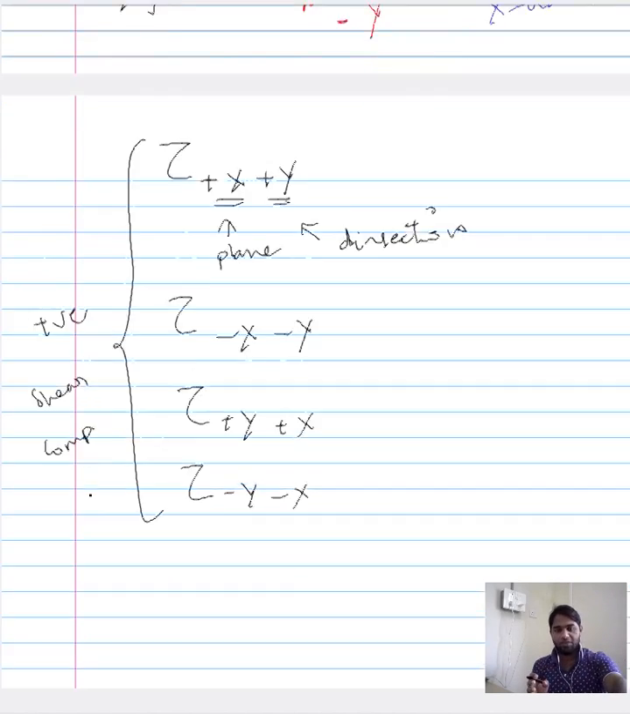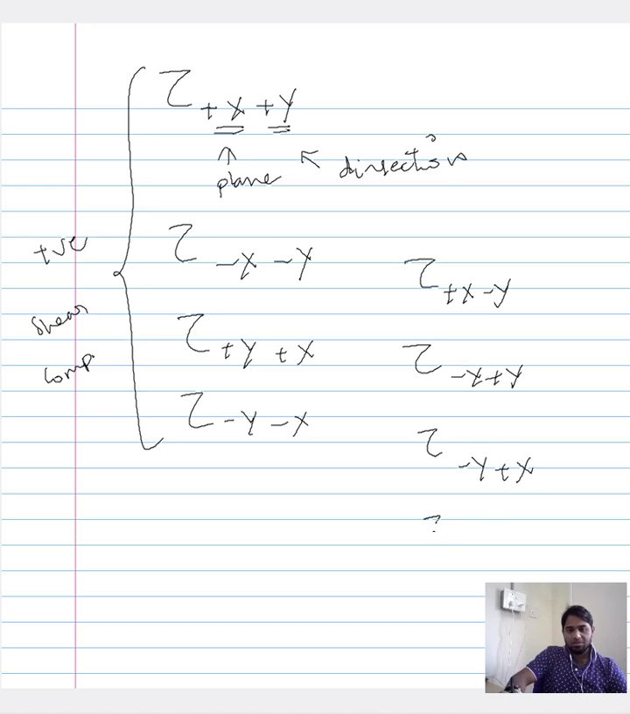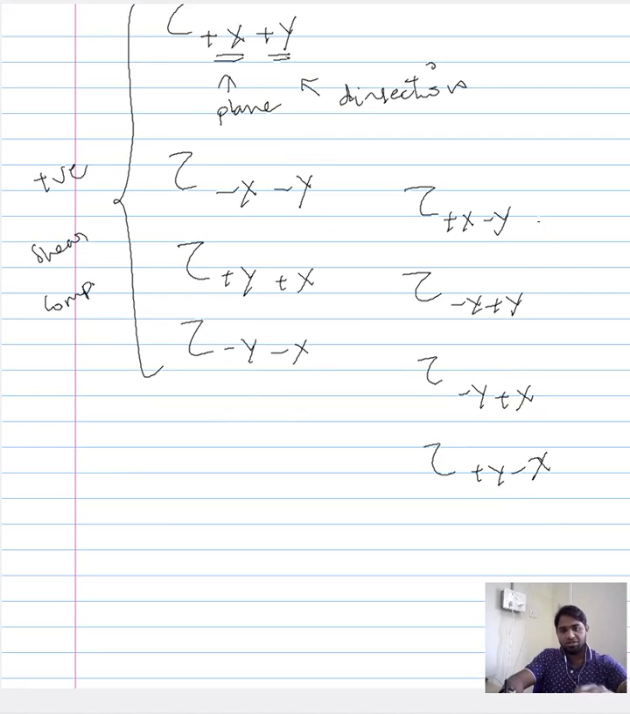positive. On the other hand, when you have a combination of plane and direction which is something like this, plus x minus y, or minus x plus y, tau minus y plus x, or plus y minus x. In cases like these, by convention, these are negative shear components of stress.